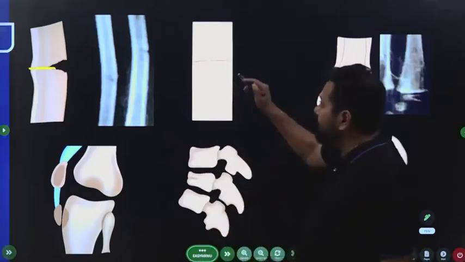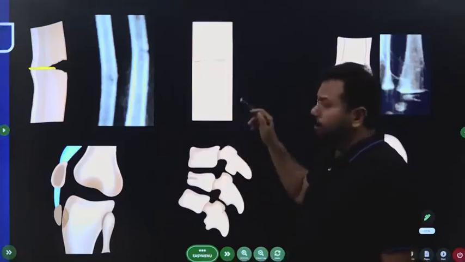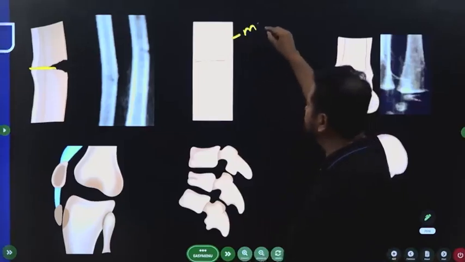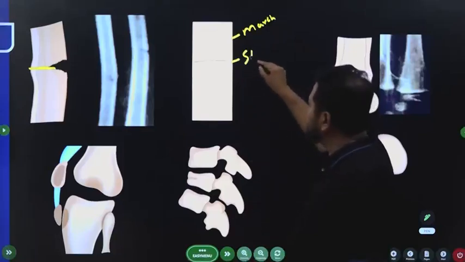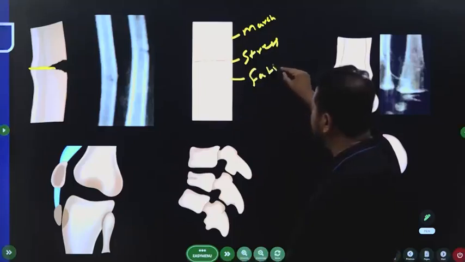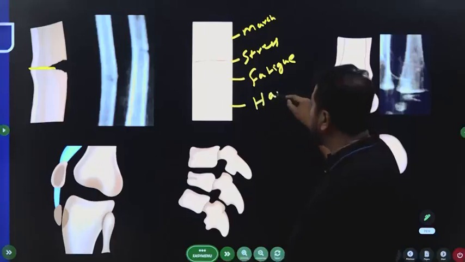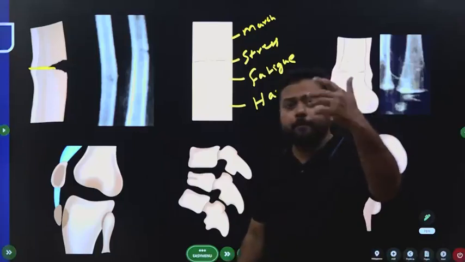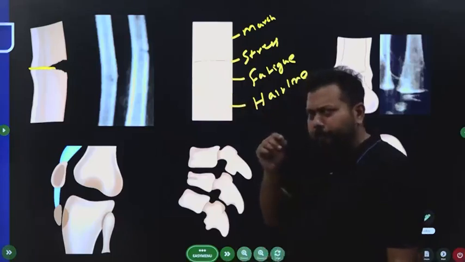This is green stick. The second atypical fracture: this is a diagram, not a real picture. This fracture is called a March fracture. It is otherwise called a stress fracture, otherwise called a fatigue fracture, otherwise called a hairline fracture. Four synonyms are there, dear friends: March fracture, stress fracture, fatigue fracture, hairline fracture. When you look at this, it looks like a hairline.